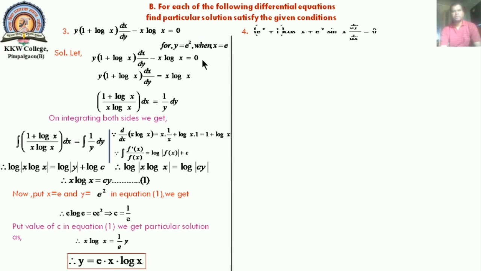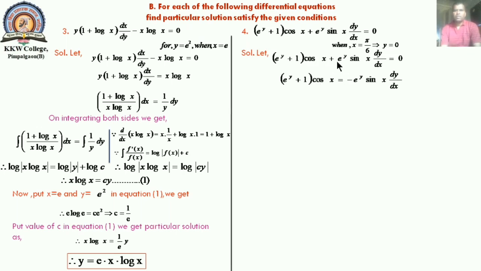Next example is e raised to y plus 1 into cos x plus e raised to y into sin x dy by dx is equal to 0, when x is equal to pi by 6, y is 0. For simplicity, transpose this term to the right hand side and rearrange the terms of x towards dx and terms of y towards dy. We will have cos x upon sin x dx equal to minus e raised to y upon e raised to y plus 1 dy.